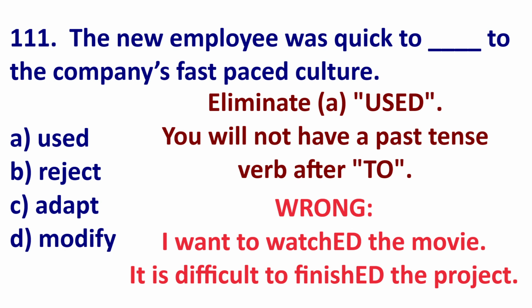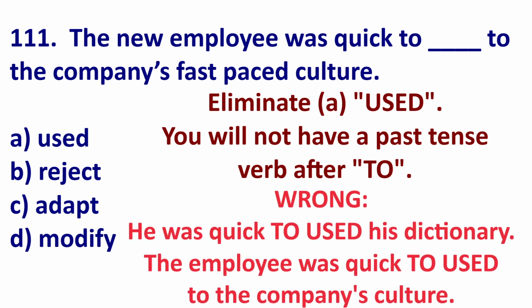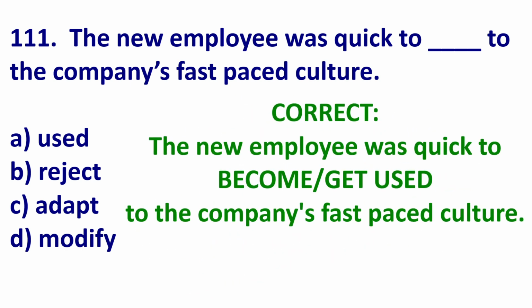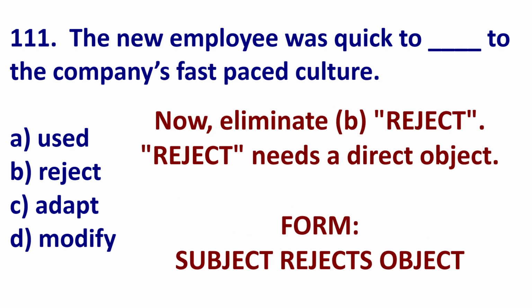For example, I want to watched the movie. No, I can't say want to verb-ed, or it is difficult to finish the project. No, I would just have finish. So if I said he was quick to use his dictionary, it's very strange and wrong because I have a past tense verb after to. Also, it doesn't make sense. Let's be honest. You could say he was quick to get used to or become used to, but it is not A.